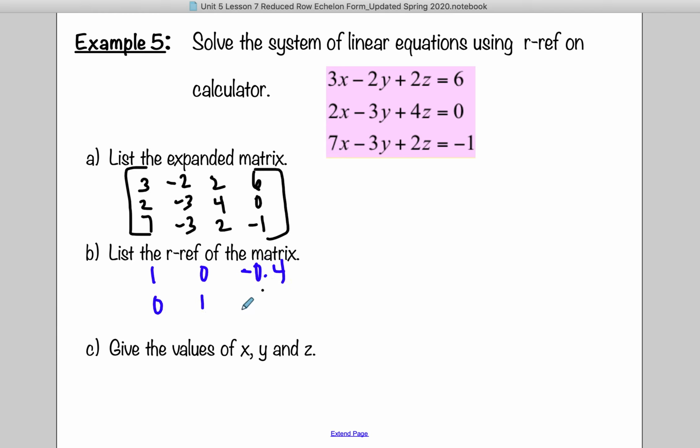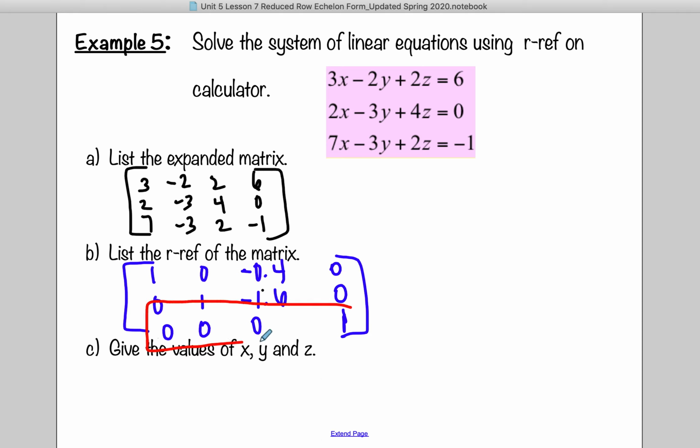0, 1, negative, I want to say 1.6 is what it was. And then I had 0, 0, 0, and then I had 0, 0. All right, so when I look at this, one is possible. There could be some solutions that give me x is 0 and y is 0. Same thing here. However, this is kind of my red flag.